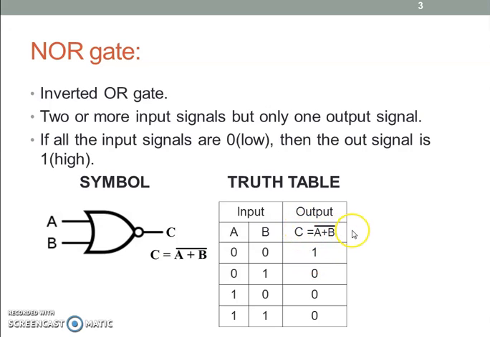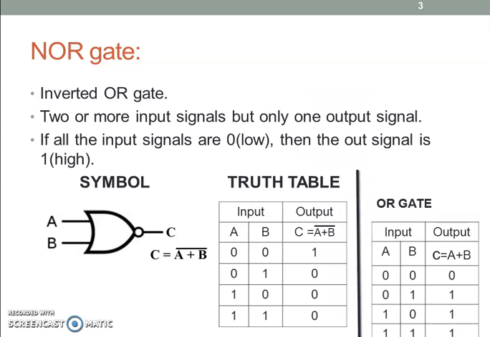For better understanding, compare the result of the OR gate with the NOR gate. You will get clarity. The output of the OR gate is A plus B, but the output of the NOR gate is (A plus B) whole bar, meaning the complement of A plus B. The output value of the OR gate is 0 1 1 1. The complement of this is 1 0 0 0, meaning the complement of the OR gate helps to get the NOR gate.